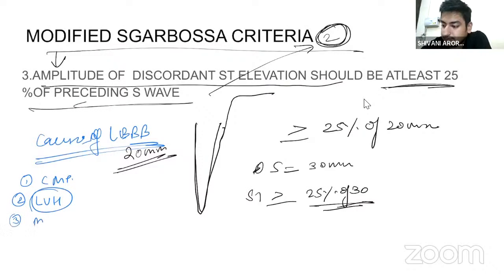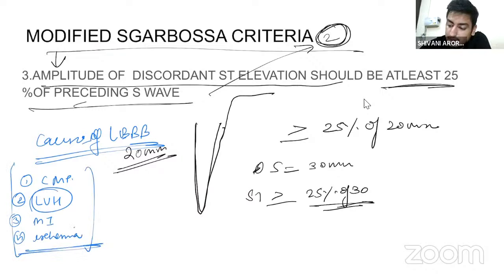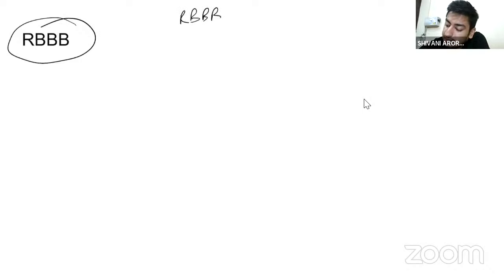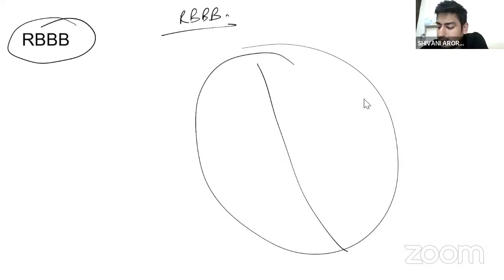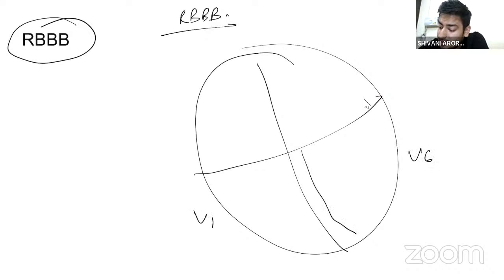Then we have another block, that is right bundle branch block. Suppose this is the heart, so lead V1, this is V6. Here the right myocardium will get depolarized through the muscle, while the left would get depolarized through Purkinje fibers. Direction of septal depolarization would remain the same, that is from left to right.